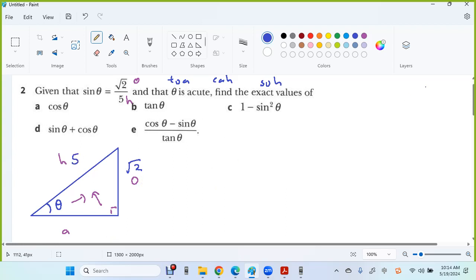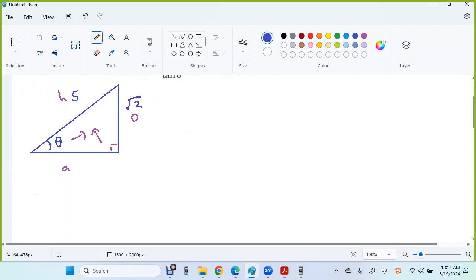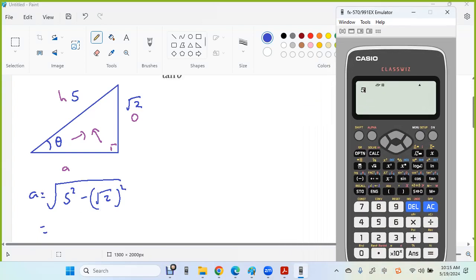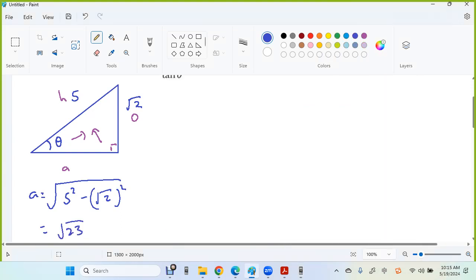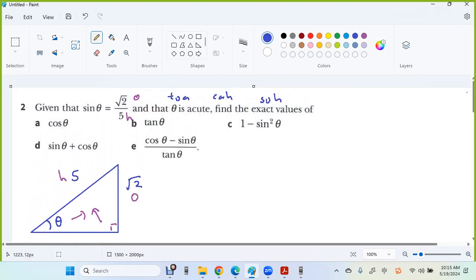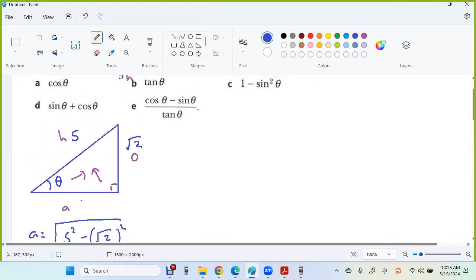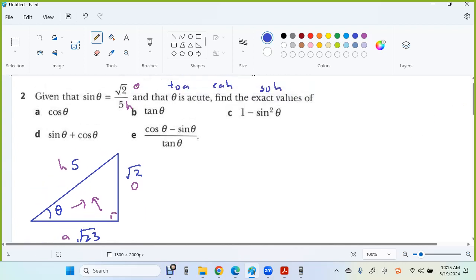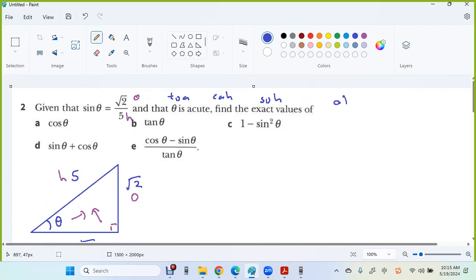and the adjacent will be the square root of 5 square minus the square root 2 square. So we have 5 square minus 2, that is 23. So it is square root of 23. Okay, so over here we want to find the cos. Cos is A over H. So we have cos theta is square root 23 over 5.